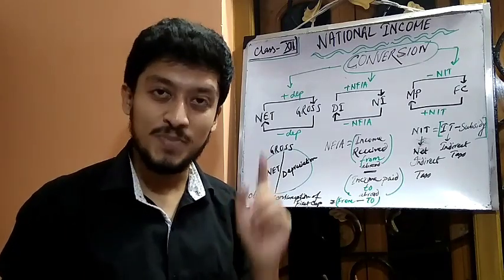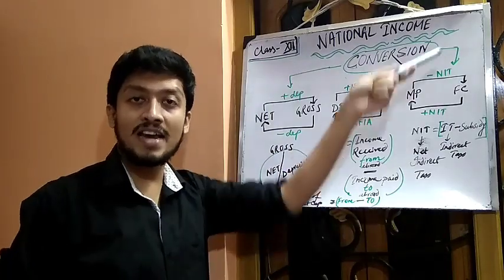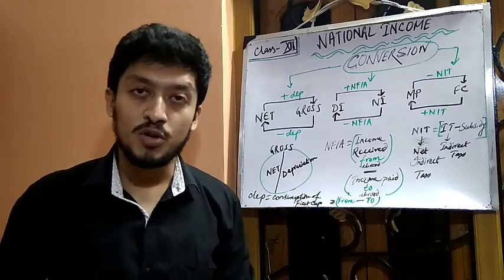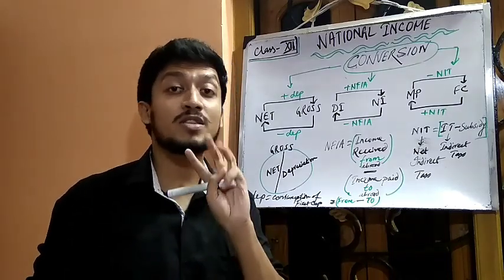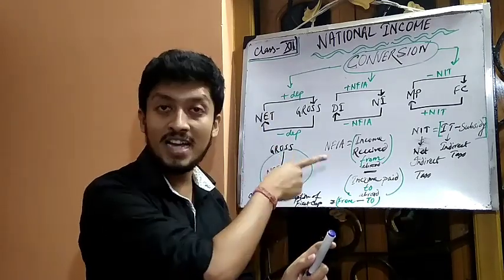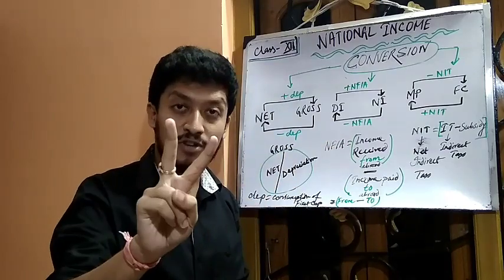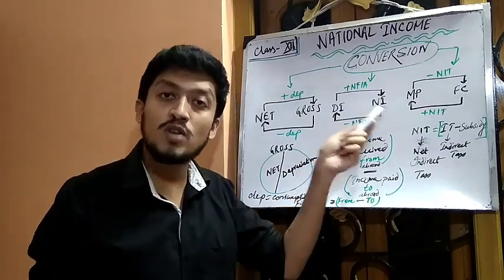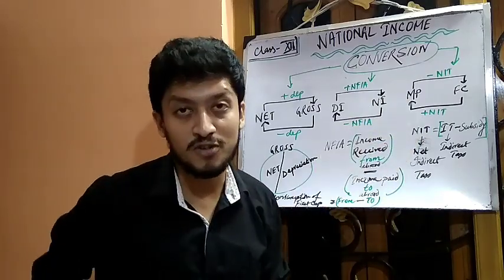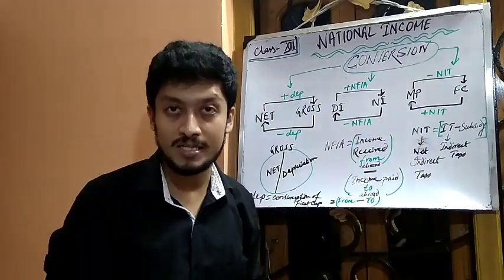So now let's begin. Here you can see that I've written national income and I have circled this particular topic, conversion. As I told you in the last video, in this video we're going to start out with three conversion processes. The first conversion is from gross to net and from net to gross. The second conversion is from domestic income to national income and from national income to domestic income. And the third most important conversion is from market price to factor cost and from factor cost to market price.